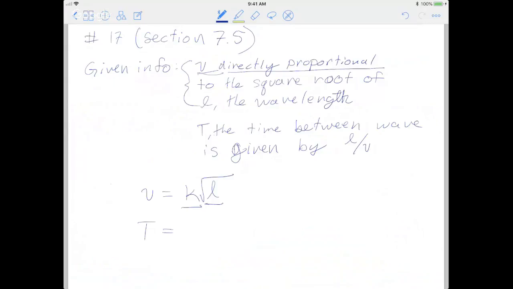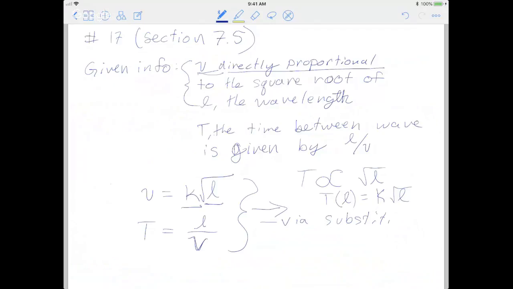T was defined in the problem as this ratio: L divided by V, the wavelength divided by the velocity. The idea is we need to combine these two to show that T is proportional to the square root of L. Another way to write that would be T is a function of L, and that function is some constant K times the square root of L. So let's run with it. What do we know? And how are we going to do this? Via substitution. That's the method here.